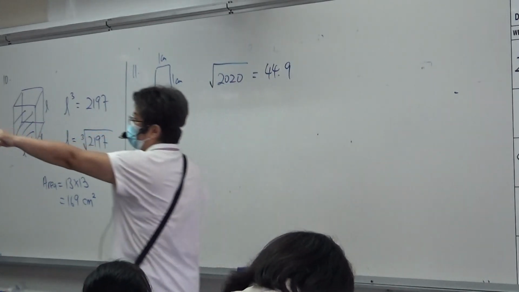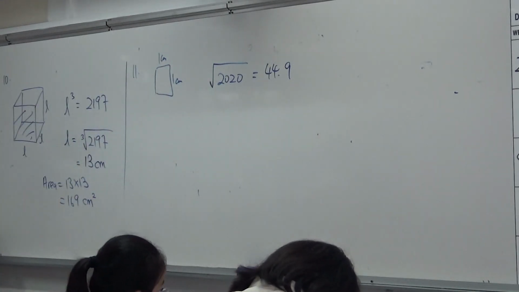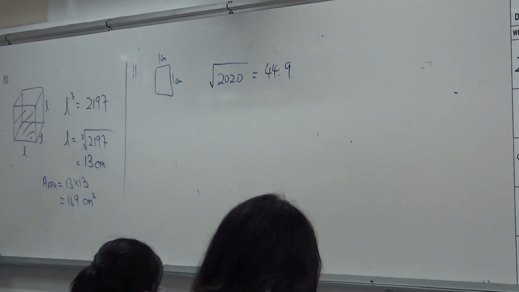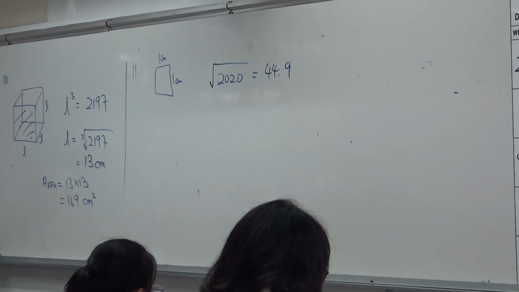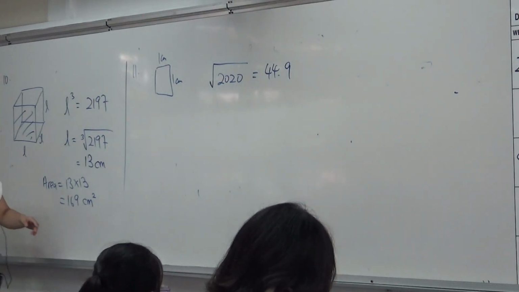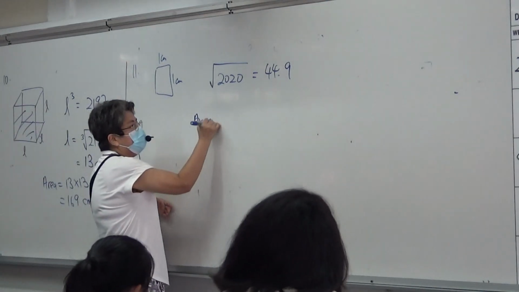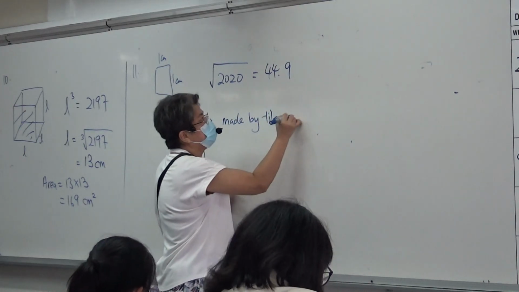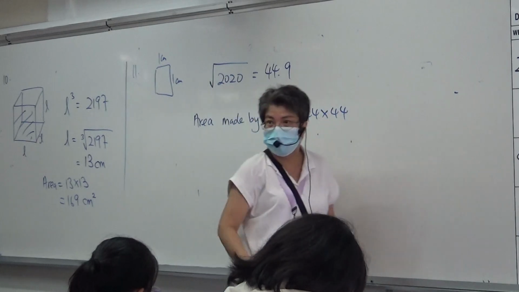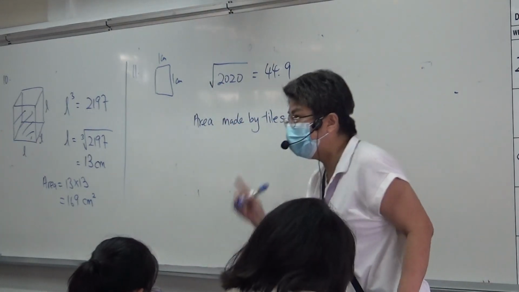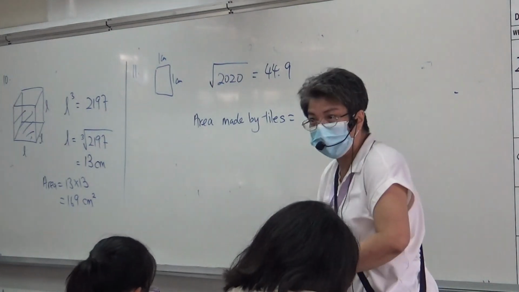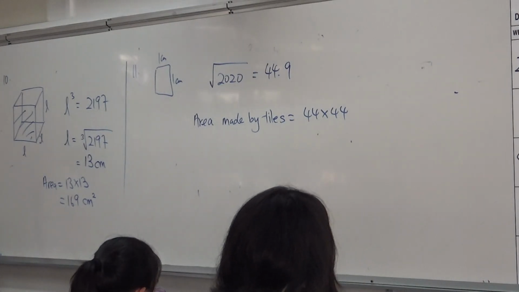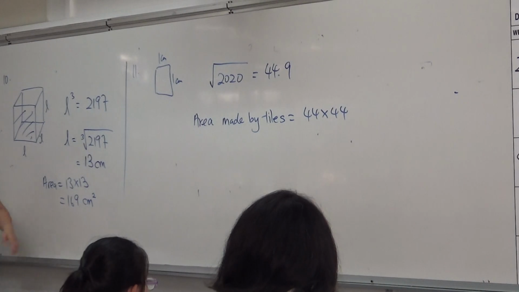What did the question say? How many times he makes the largest square possible using some of the 2020 square tiles? How many square tiles does he have left over? Now, all of you look up. The area made by tiles must be 44 times 44, because I cannot have 45. This is the least. It's the biggest square I can have. Look at the question. They say, what is the largest possible square? So, what is 44 times 44?